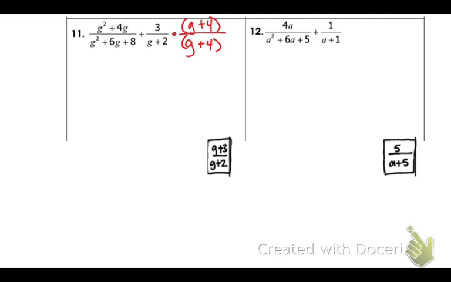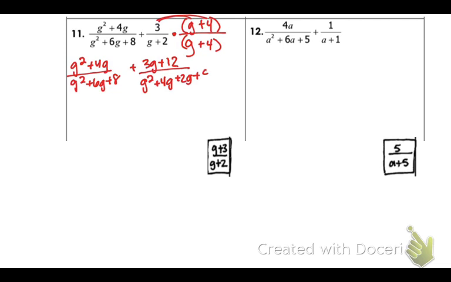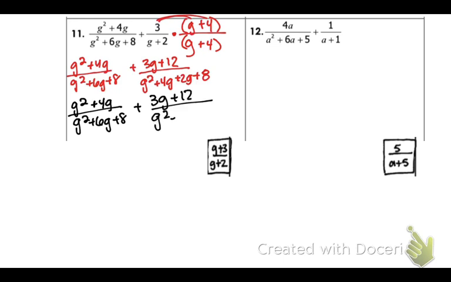Okay, so let's look at it. So g plus 4. So we have g squared plus 4g all over g squared plus 6g plus 8, plus, you're going to go ahead and distribute that, 3g plus 12 all over g squared plus 4g plus 2g plus 8. Still doesn't look like it, but when you combine it, it'll give you 6g, which is what you need. So g squared plus 4g all over g squared plus 6g plus 8 plus 3g plus 12 over g squared plus 6g plus 8. Now you have common denominators.